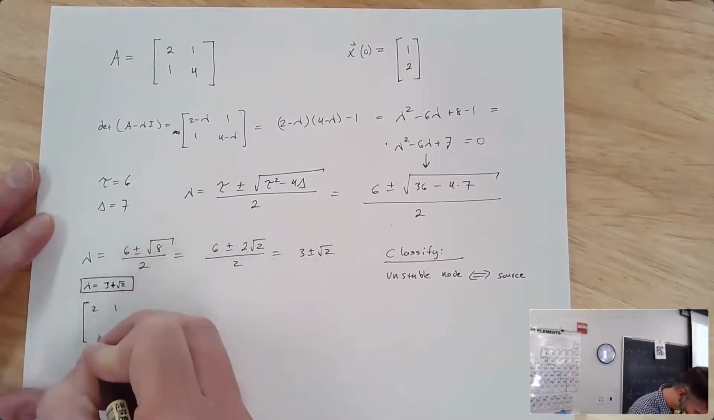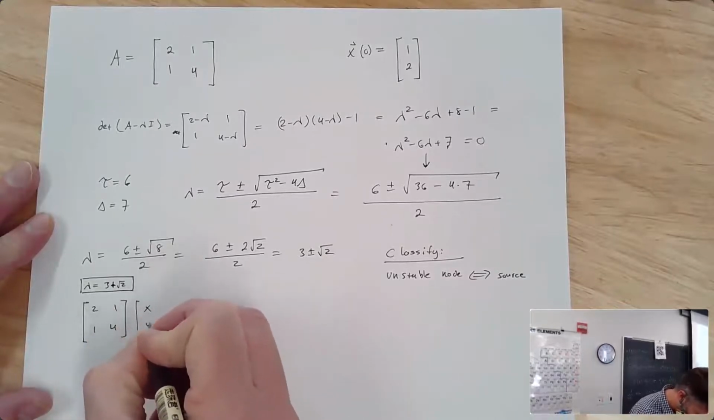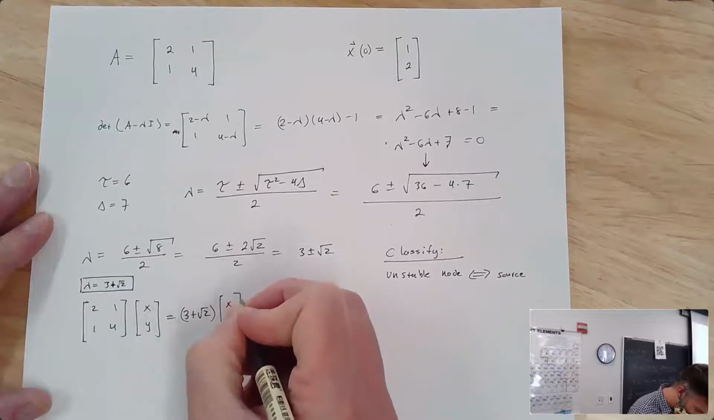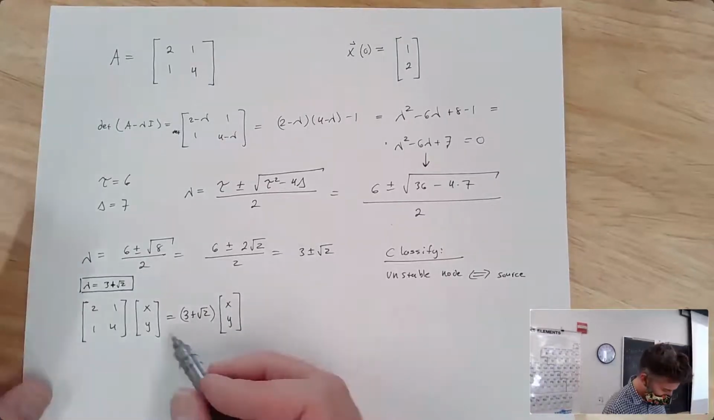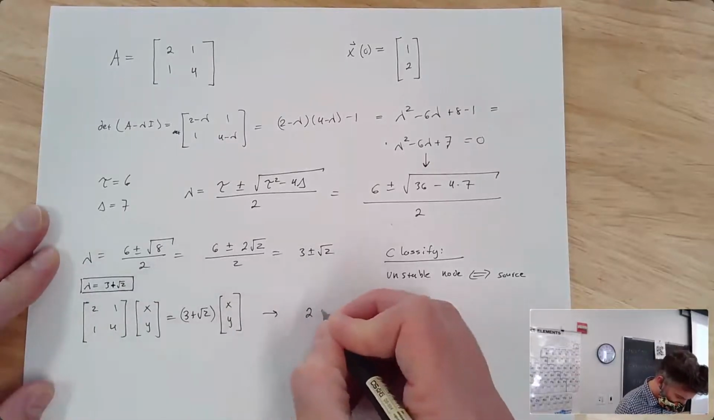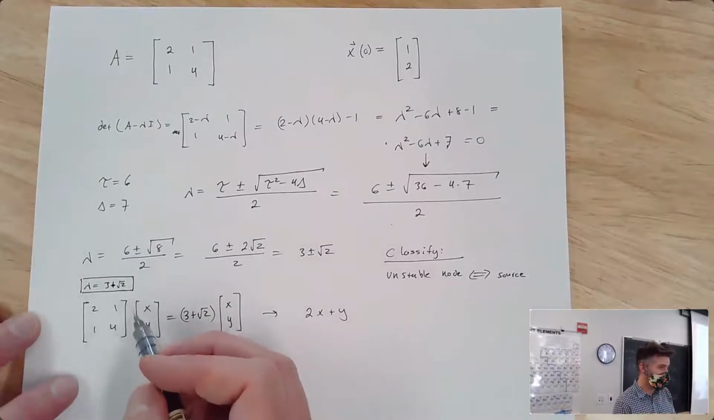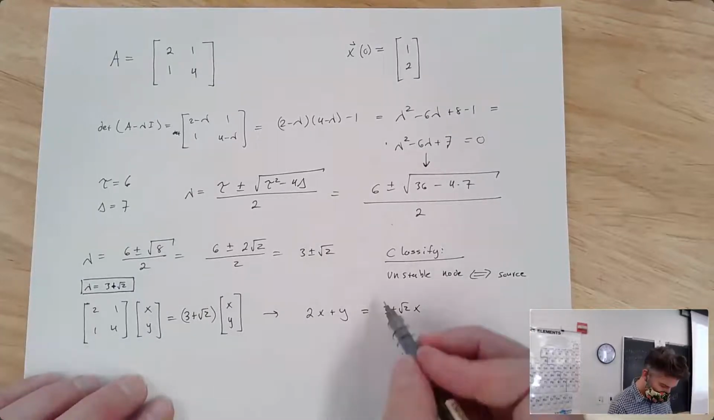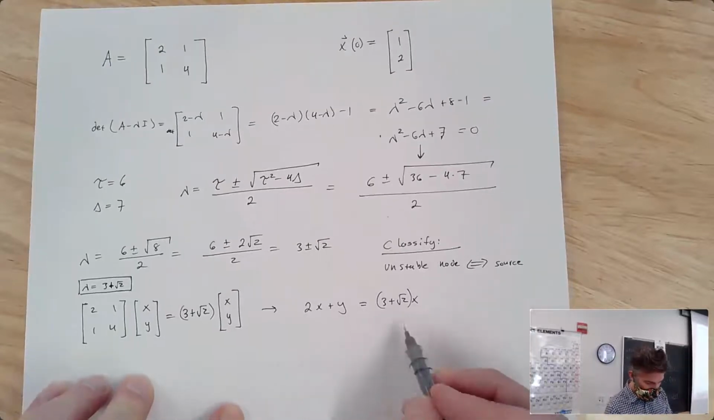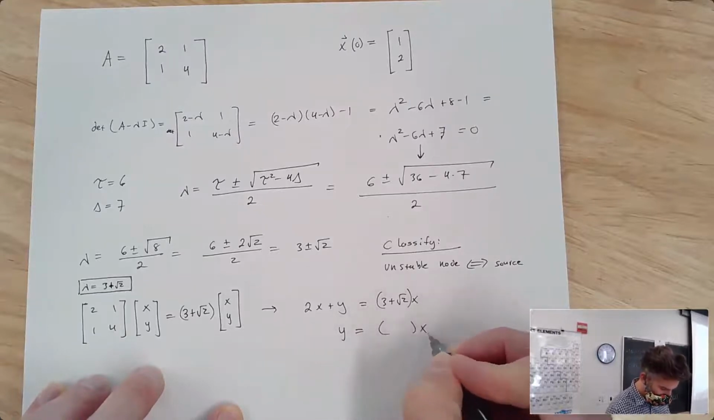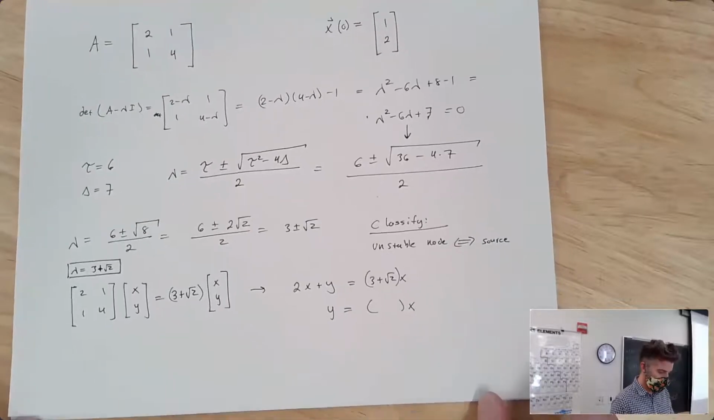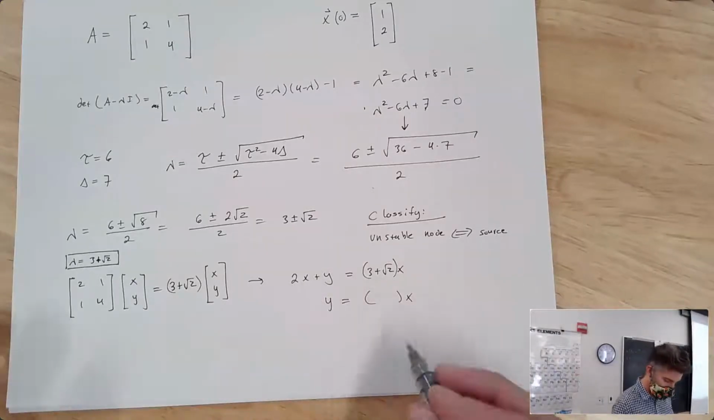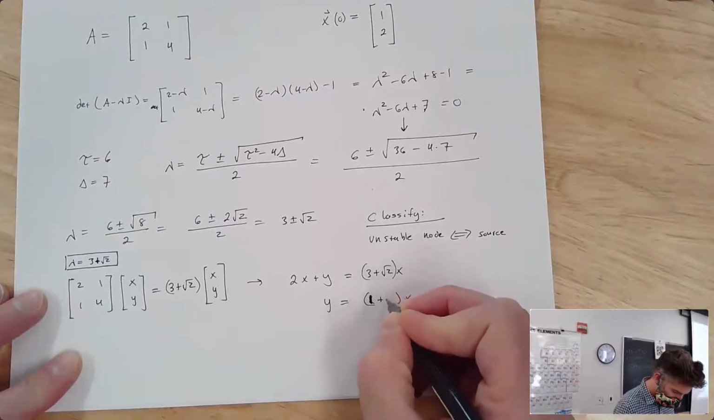We're going to do the matrix [2, 1; 1, 4] times our unknown eigenvector equal to the eigenvalue 3 plus root 2 times the unknown eigenvector. So let's see what we've got here. Using the first row, I've got 2x plus y equal to (3 plus root 2) times x, and that's in parentheses here. It is nice to have a 1y, because at least we can isolate y pretty easily. So if I subtract 2x, I have y equal to what times x? 3x minus 2x gives me a 1x, and the root 2 is still there.